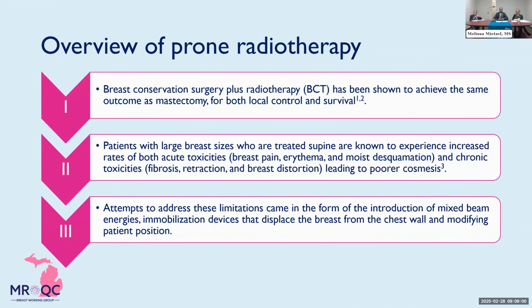Breast conservation surgery plus radiotherapy has been shown to achieve the same outcome as mastectomy for both local control and survival. However, patients with large breast sizes who are treated supine have been known to experience increased rates of both acute toxicities, and some examples of those are breast pain, erythema, and moist desquamation, as well as chronic toxicities like fibrosis, retraction, and breast distortion that lead to poor cosmesis.